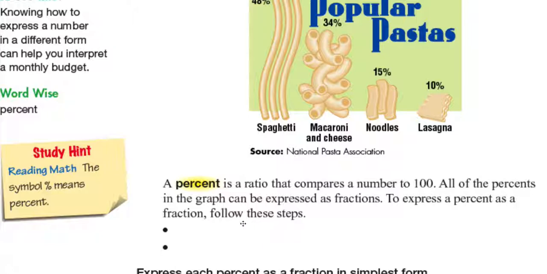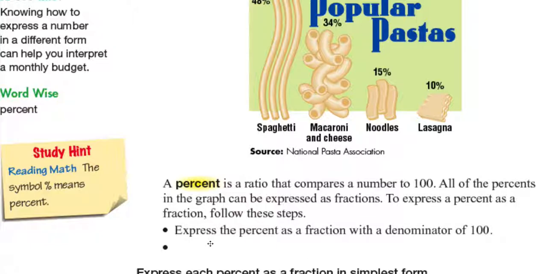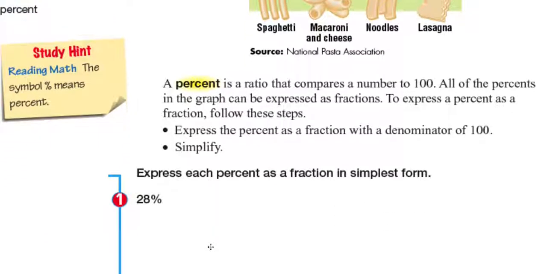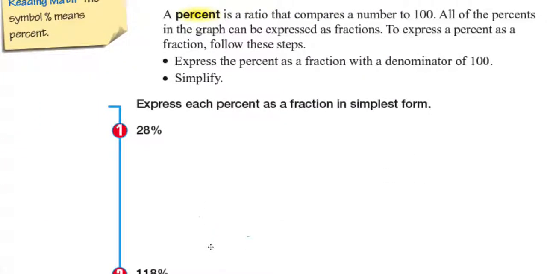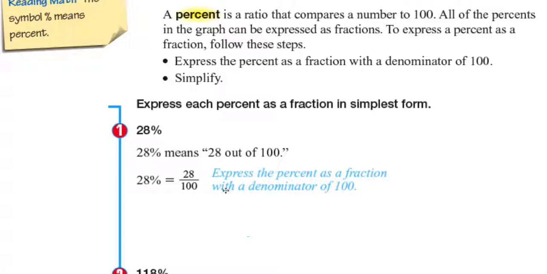And these are the steps to make a percent as a fraction. First step is to express the percent as a fraction with a denominator of 100. Then the second step is simply to simplify. So let's express each percent as a fraction in simplest form. Example number 1. So 28% means 28 out of 100. So 28% is equal to 28 over 100. So we want to express the percent as a fraction with a denominator of 100.